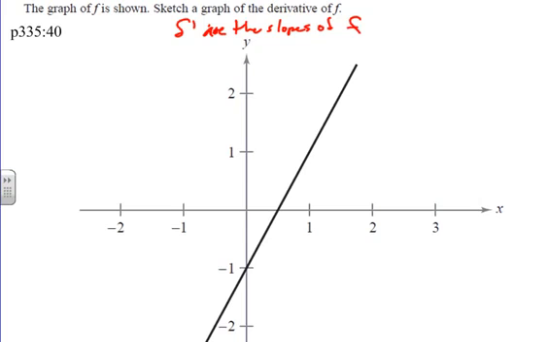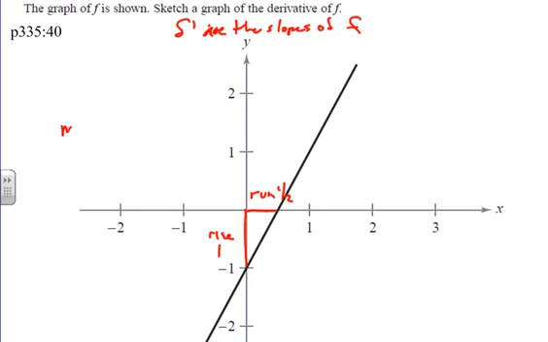So, since this is a straight line, all we have to do is figure out what this slope would be. All right, so if we take this, we can say we have a rise of 1, and we could say maybe this is a run of 1/2.